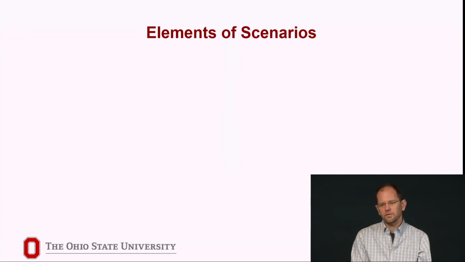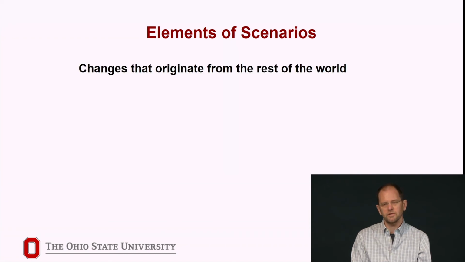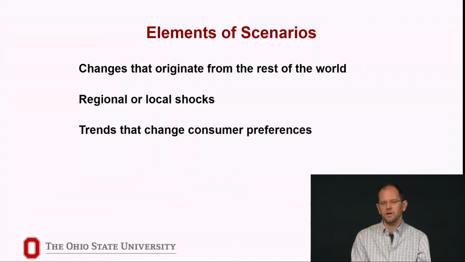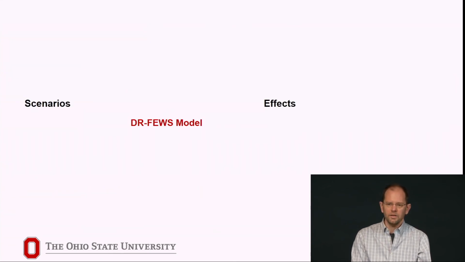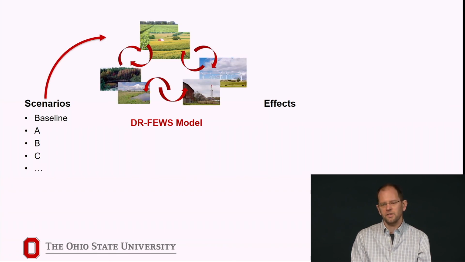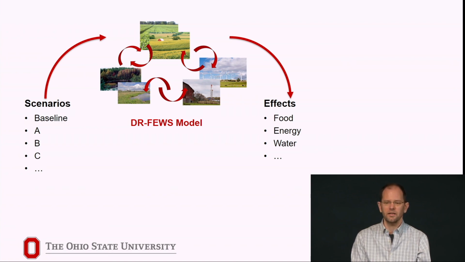There are a number of drivers of changes, or elements, that the scenarios could contain, including changes that originate from the rest of the world, regional or local shocks, trends that change consumer preferences, policies and regulations, technological innovation, and many, many more. Our goal is to take the scenarios, implement them in the DRFEWS model, and seek to understand the effects on food, energy, and water systems in the U.S. Midwest, in order to understand the potential implications of trends towards deglobalization on these vital aspects of modern society, and work with policymakers to mitigate their negative consequences.